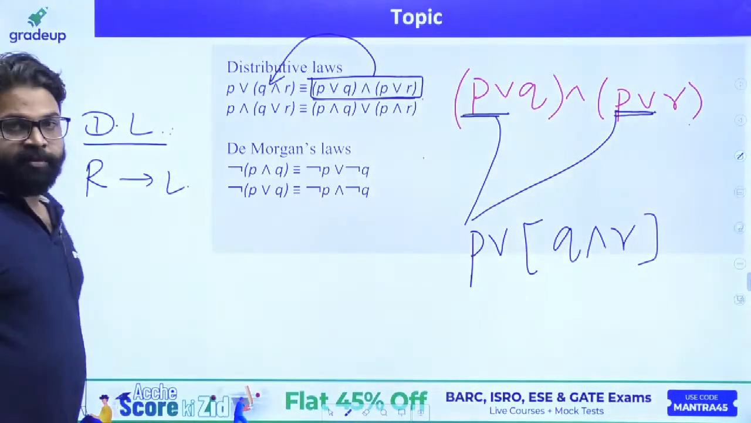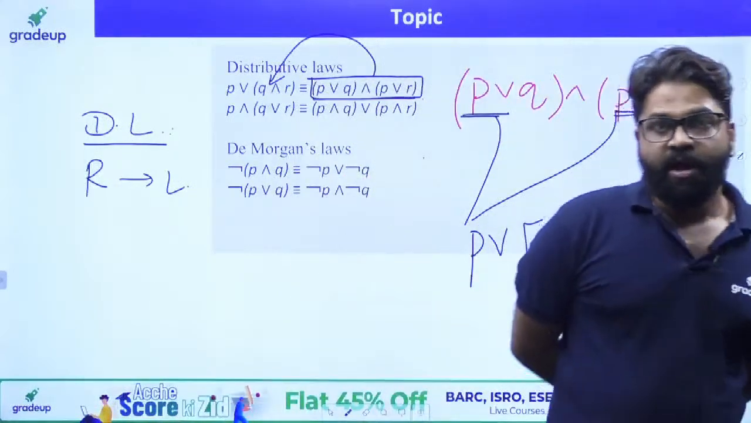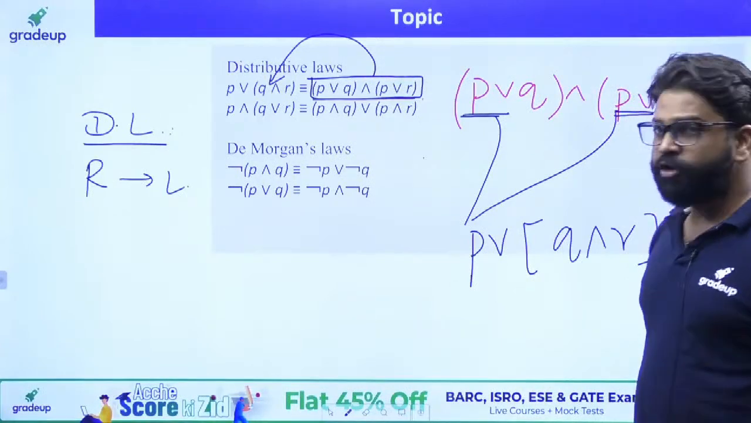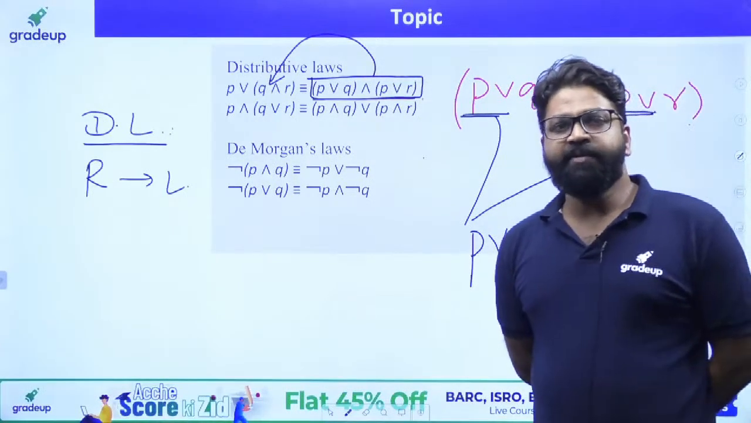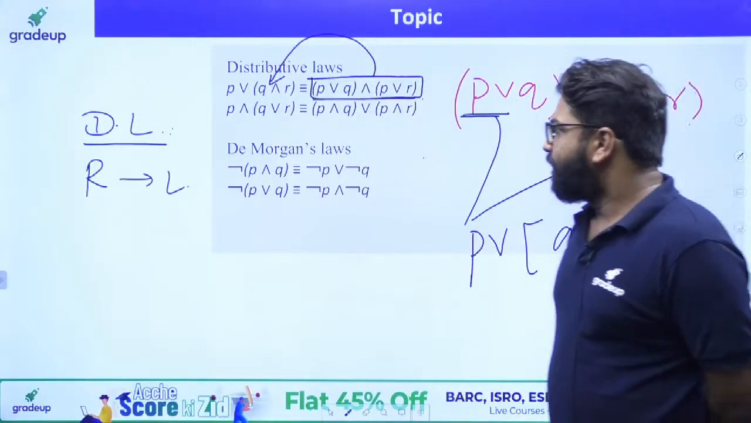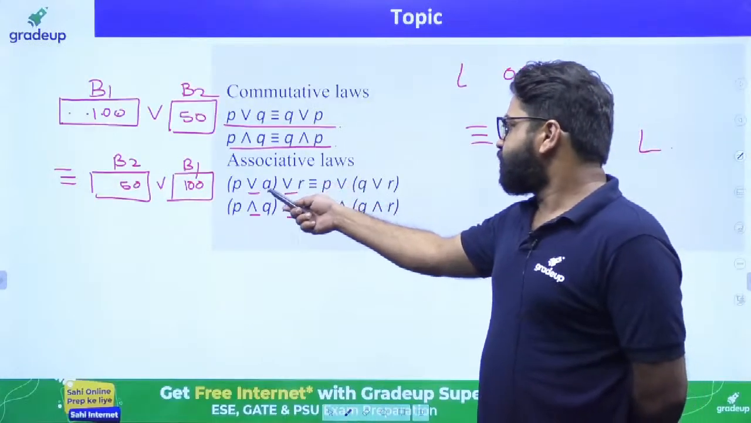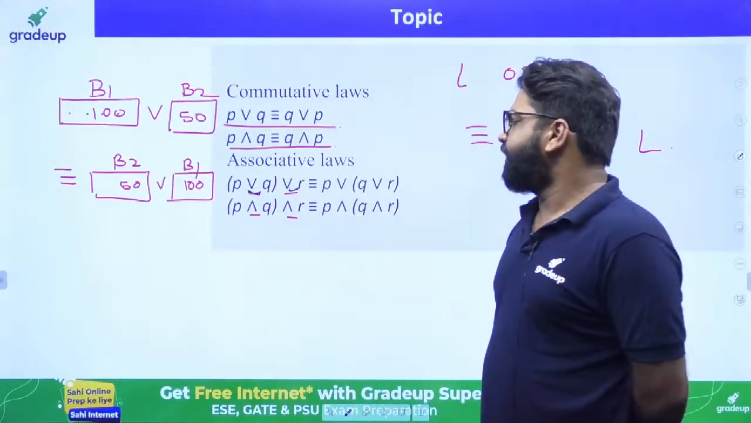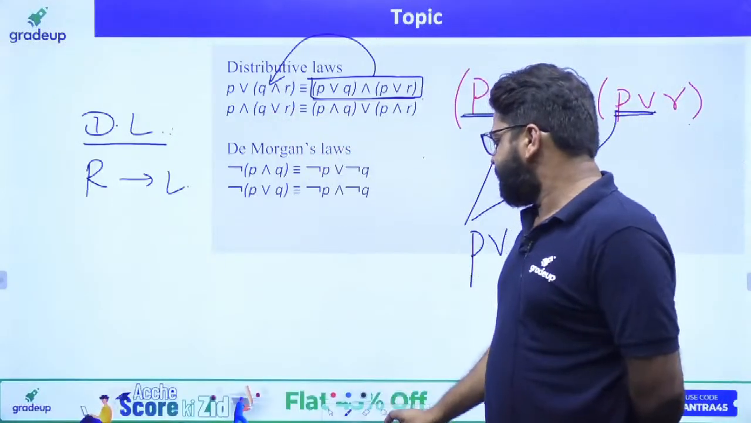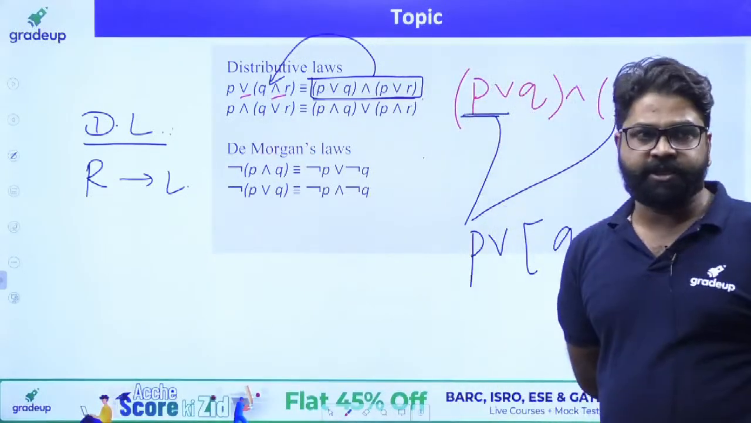So always remember, when you have to apply the distributive law: when your operators are different. What will happen when your operator becomes the same? Once your operator becomes the same, then we have to use the associative law. As you can see, in the associative law the operators are the same; in the distributive law the operators are different. So please always remember this statement. When your operators are different, then you have to use the distributive law.